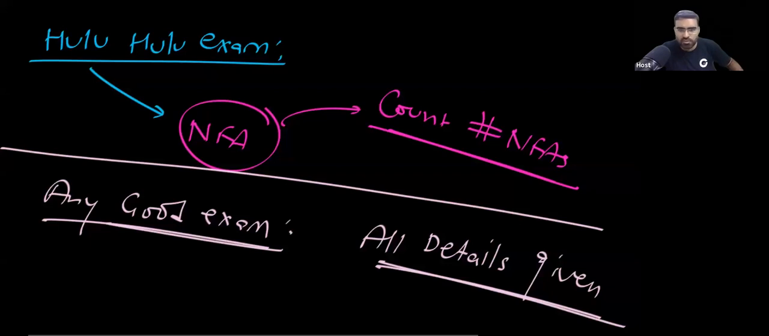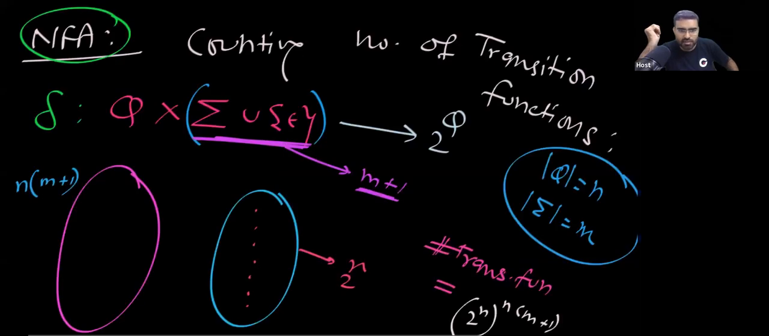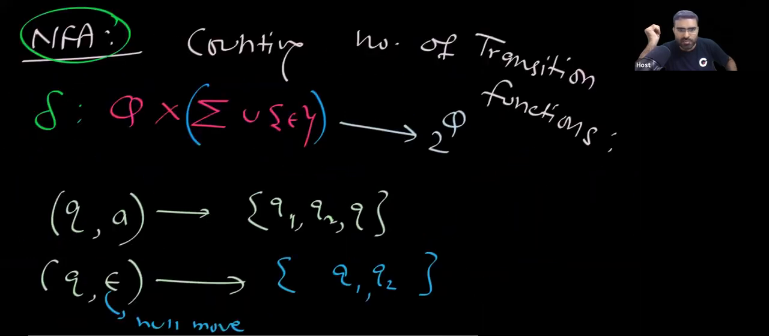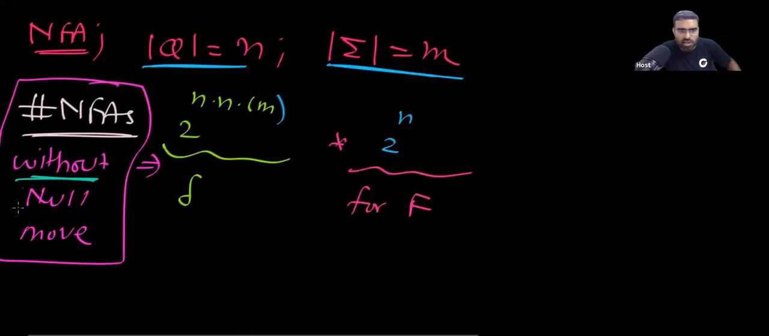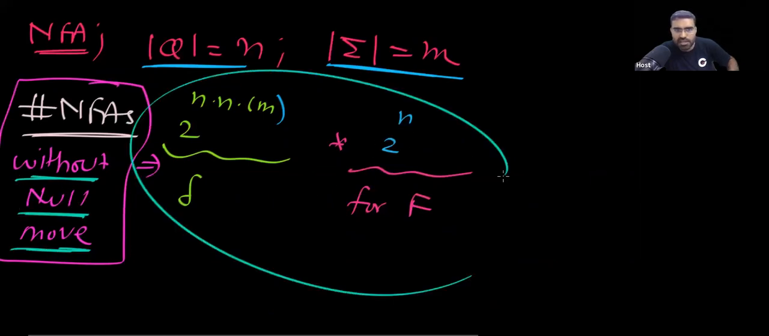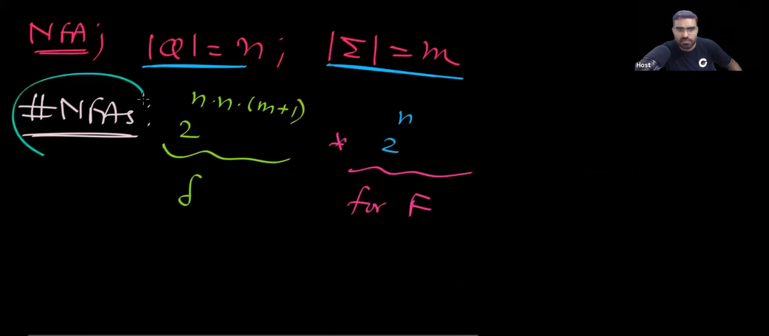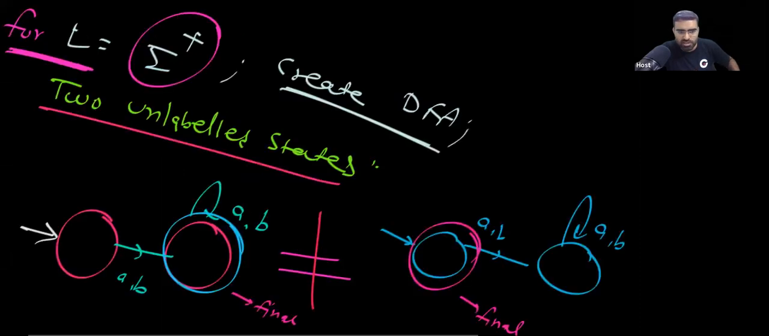So I hope this point is clear. Let's move on. So how many NFAs are there? Is that idea clear? Did you understand this? NFA without null move, you will get this answer. And NFA with null move, you will get this answer. Did you understand? Let me know. Very simple, you can check it out. So I hope all these points are clear. Now you can solve this question.